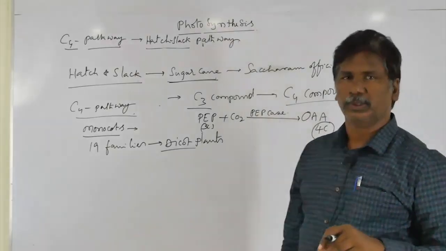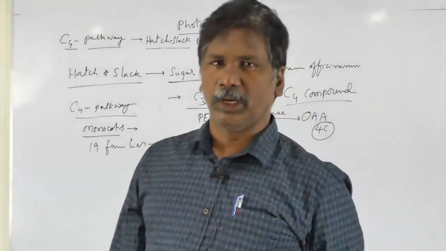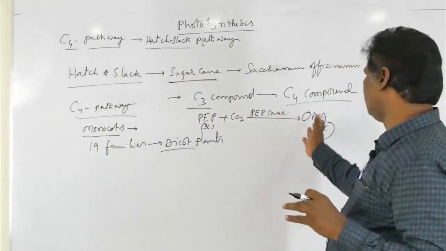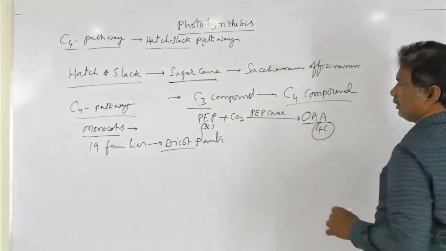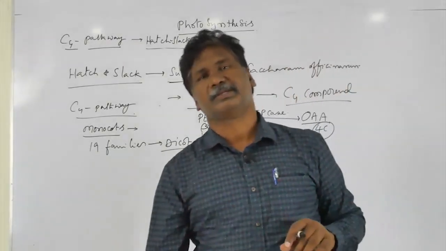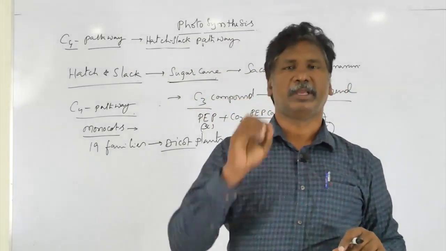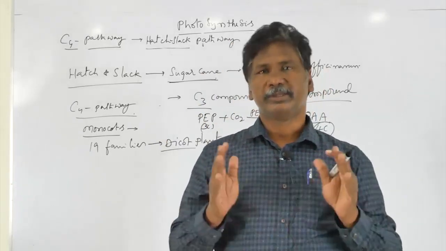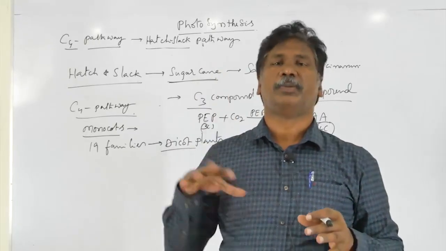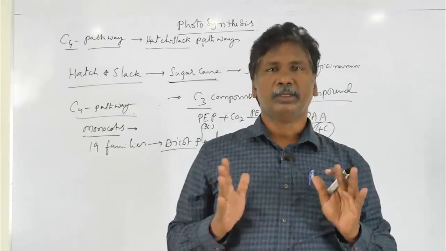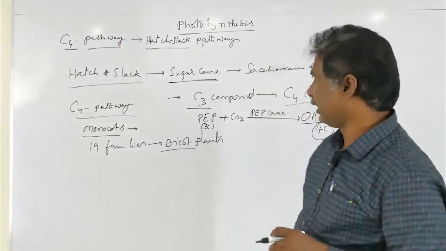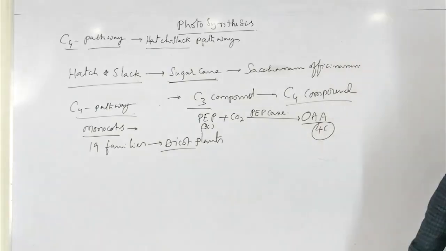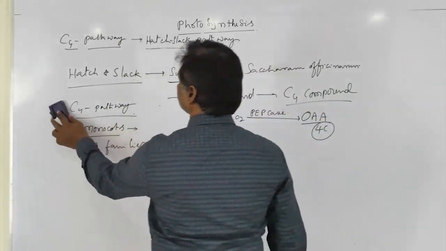This happens in the presence of the enzyme PEP carboxylase, phosphoenol pyruvic carboxylase. The first formed compound is oxaloacetic acid, which has 4 carbons, hence this cycle is called the C4 cycle, or C4 pathway. Those plants that follow this pathway are called C4 plants. When we observe C4 plants, there is a specialized structure.